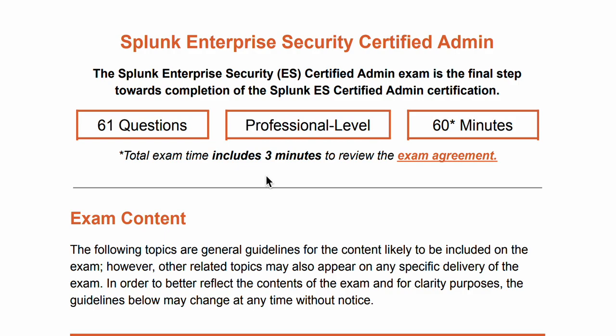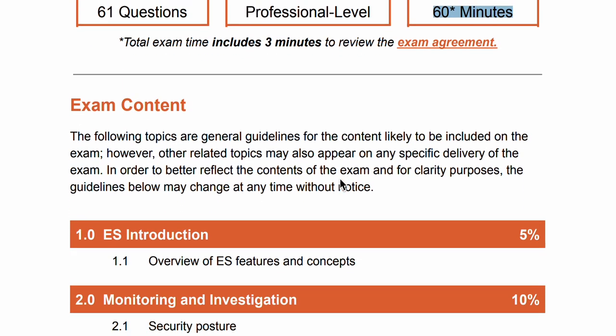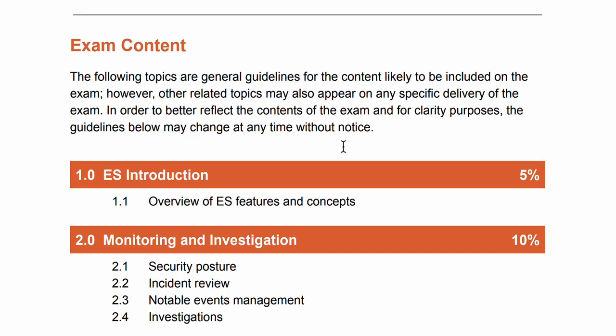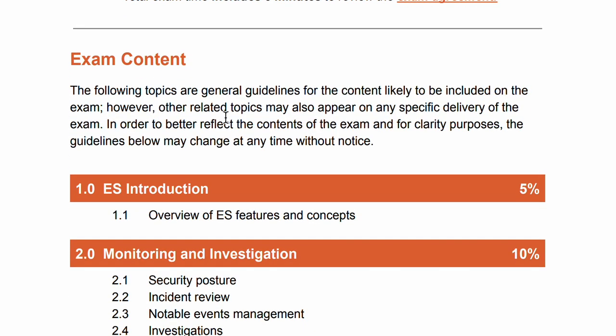So let's talk about the Enterprise Security examination details. It will have 61 questions, and again it's a professional level certification. They will give you 60 minutes in total, and some extra time will be provided before you start your exam. All the topics will be given here, and the exam will come from all these topics.